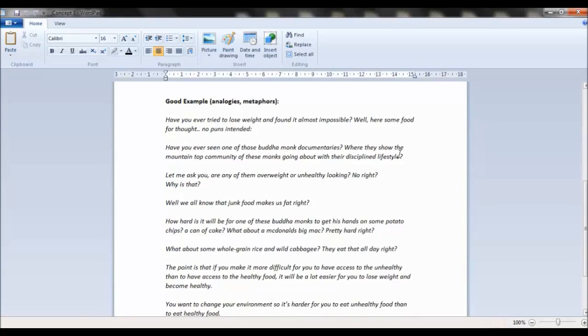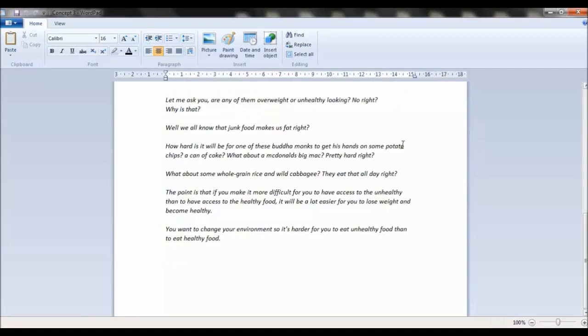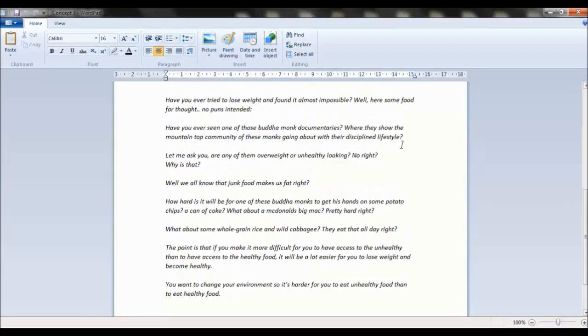Well, the point here is that if you make it more difficult to have access to unhealthy food than it is to have access to healthy food, it will be a lot easier for you to lose weight and become healthy. You want to change your environment so it's harder for you to eat unhealthy food than it is to eat healthy food.